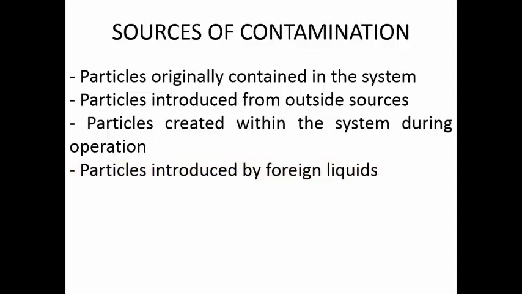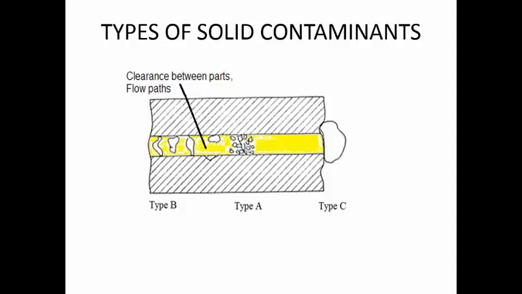For this we are using the filtration elements to make sure that the hydraulic fluid is clean. Now, the most worrying of all the contaminants is the solid contaminants. So solid contaminants, what will they do? You can have three types of solid contaminants with respect to the filtration element present. For example, you have a filtration element or a pipe which is present in the hydraulic system.